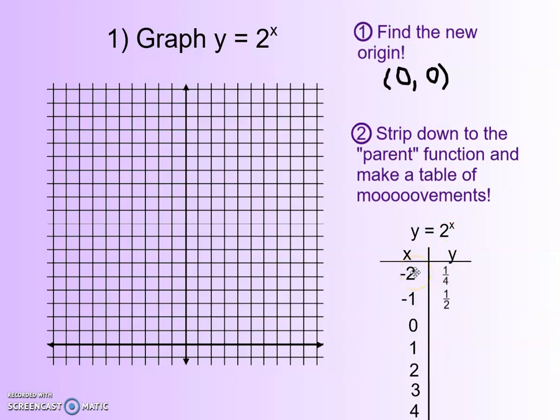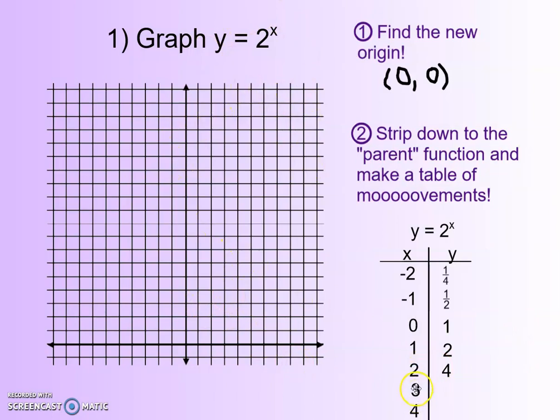So when x is -2, 2 to the -2 is 1/4. When x is -1, 2 to the -1 is 1/2. Remember again, those negative exponents, those flip the numbers. They're the reciprocal. They flip things. 2 to the 0, oh, be careful. 2 to the 0 is 1. 2 to the 1st is 2. 2 squared, 4.